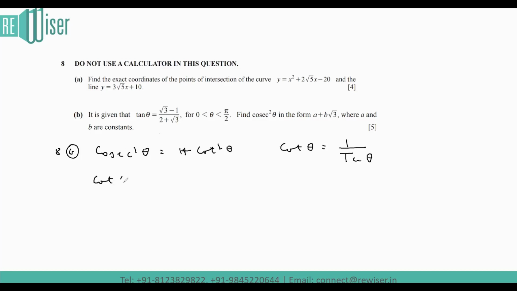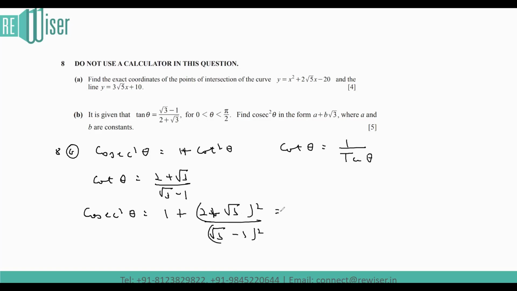So the value of cot theta in this case is 2 plus root 3 over root 3 minus 1. Calculating cosec squared theta, that should be written as 1 plus (2 plus root 3) whole squared over (root 3 minus 1) whole squared. First I'll expand the numerator and the denominator, so it becomes 1 plus 4 plus 4 root 3 plus 3, divided by 3 plus 1 minus 2 root 3. That's the form we get once we expand.